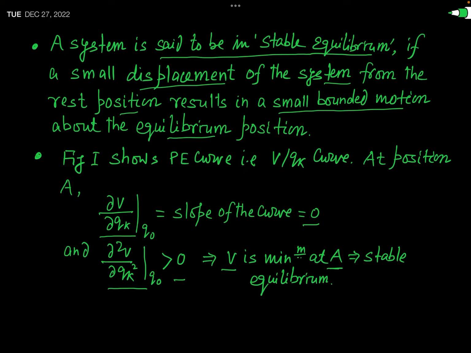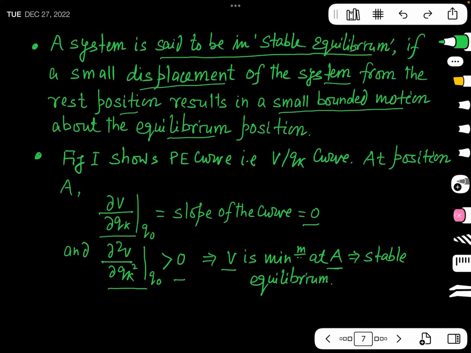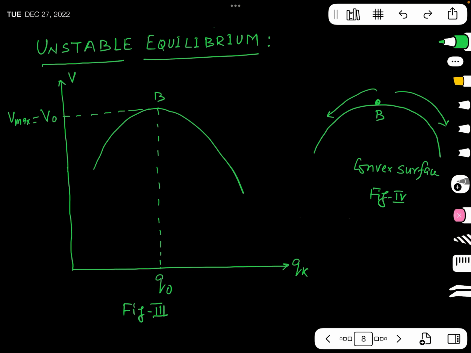So you can say that if the potential energy function of a system is minimum at the equilibrium position, then we say that such an equilibrium position is a stable equilibrium. At a stable equilibrium position, the potential energy is minimum. I hope you have understood the idea of a stable equilibrium. Now we will see the idea of unstable equilibrium. This is just the reverse of that.